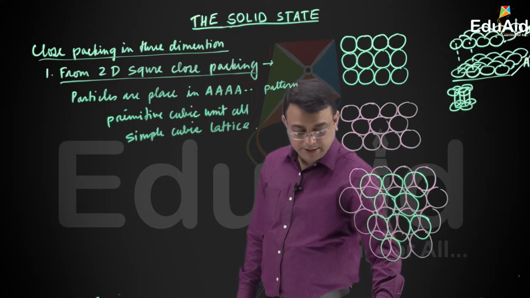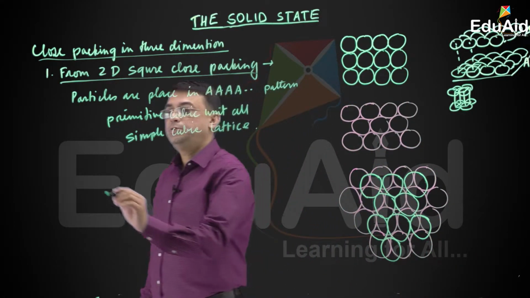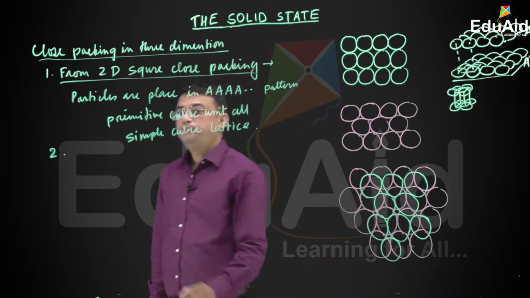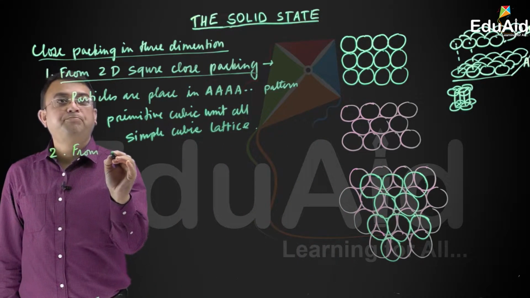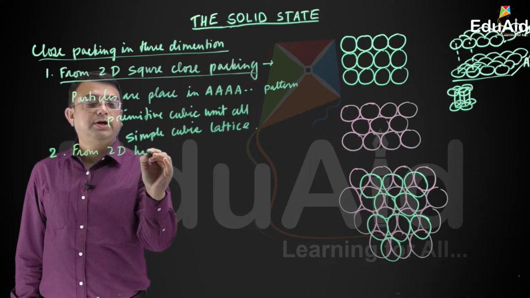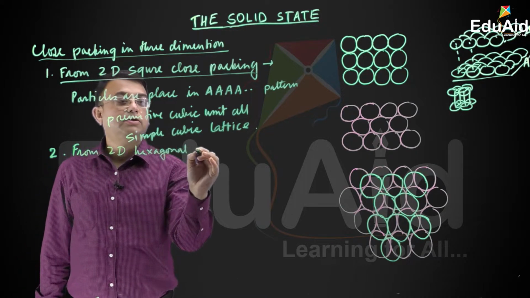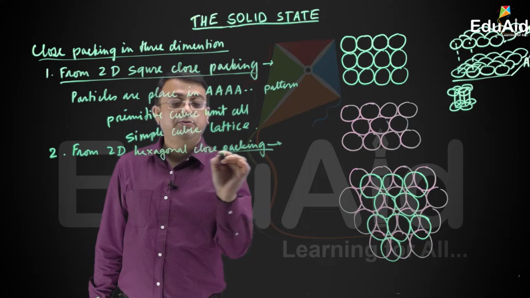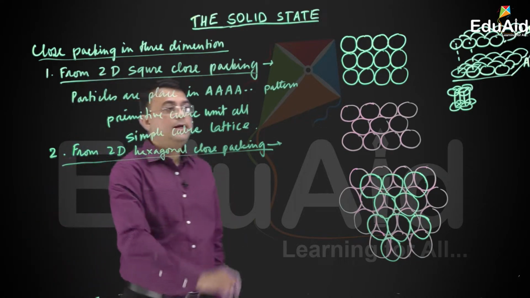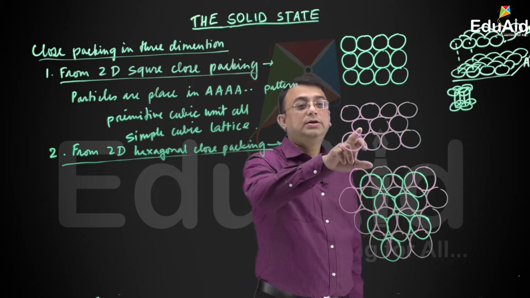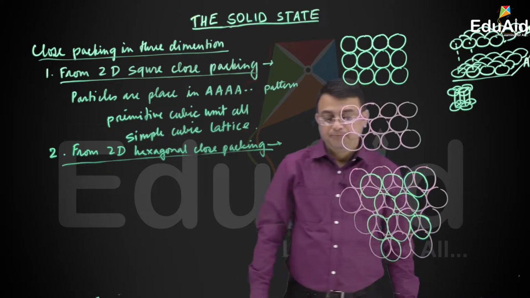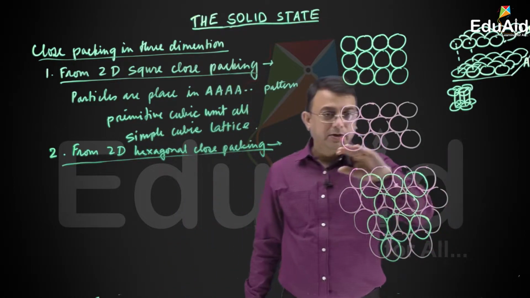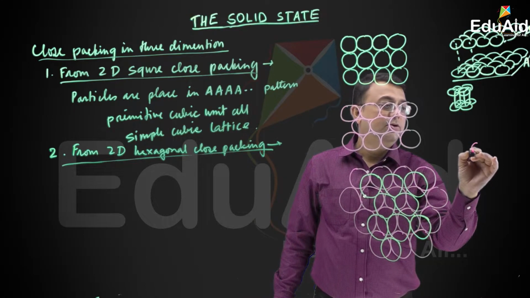Okay. Come to the next, number 2, second type. What is the second type of arrangement? What we have seen from 2D hexagonal close packing. Because in two-dimensional we have seen there are two types of close packing. One is square close packing, the other is the hexagonal close packing. So this is the hexagonal close packing, this is the square close packing. Now in hexagonal close packing, if you look at this, this is a hexagonal. Again we will try to put this in a particular horizontal plane.